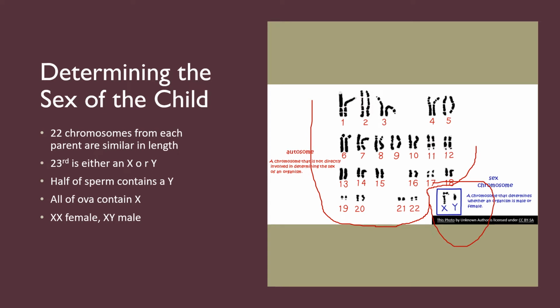Saan galing yung 23rd, yung sex chromosome? This is from the fertilization. Half of the sperm, diba yung sperm ng father, half of the sperm contain a Y chromosome. And then all of the ova contain an X chromosome. If the 23rd position contains 2 X chromosomes, pagka 2X, that would be a female. And then XY siya kapag male.